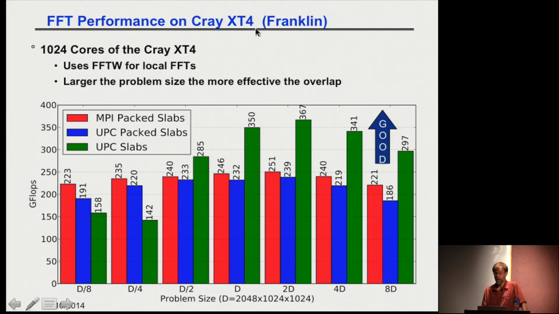And go on to Franklin, which is the predecessor to Hopper. Now I'm comparing, and the vertical axis is gigaflops, so up is good. There's this funny dividing line. Over here, MPI wins, and over here, UPC with slabs wins, which is what we were predicting would be the case everywhere else. That's because on Franklin, they had specially optimized MPI to be very good with messages of this size. So what is the horizontal axis?